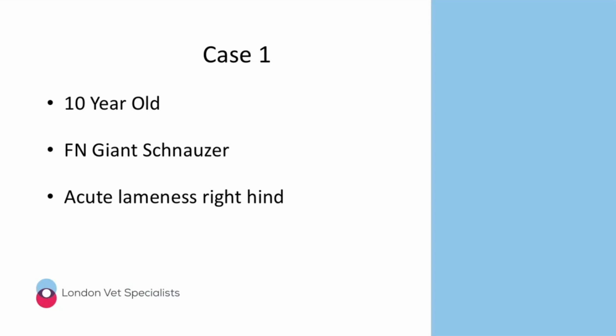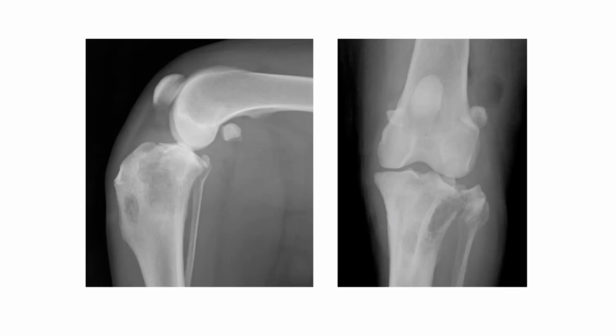These are cases that I've come across during my time on clinics, both during the residency and afterwards. The first case is a 10-year-old female neutered giant schnauzer that presented with a history of acute onset right hind limb lameness. So we have two radiographs to evaluate. We have mediolateral and caudocranial views of the right stifle.